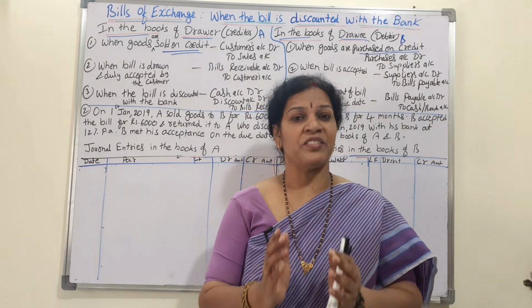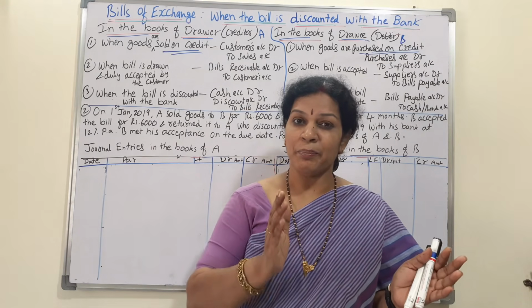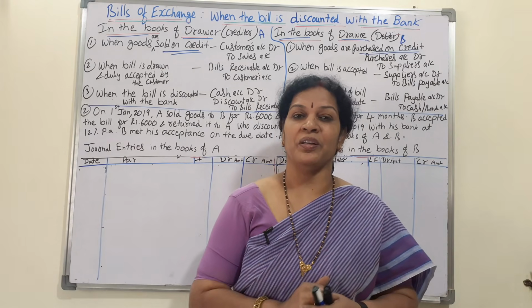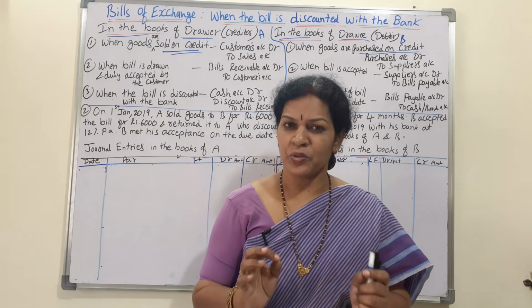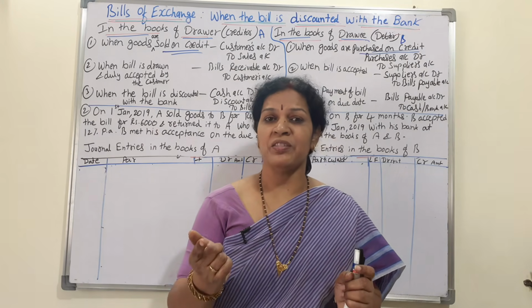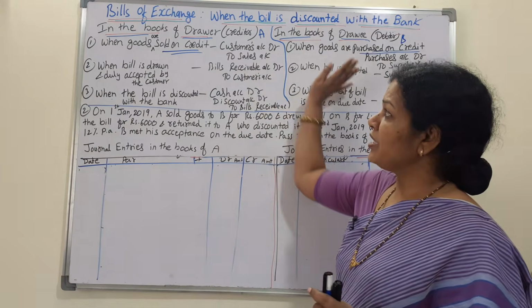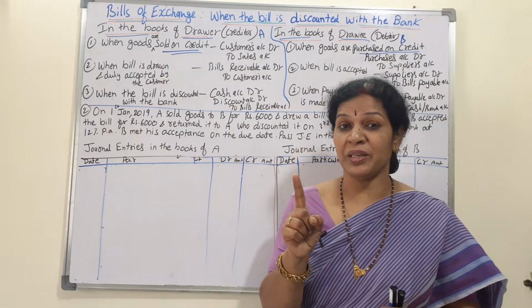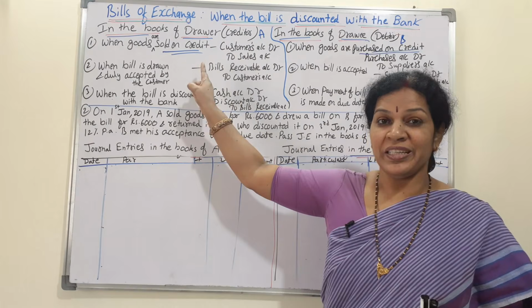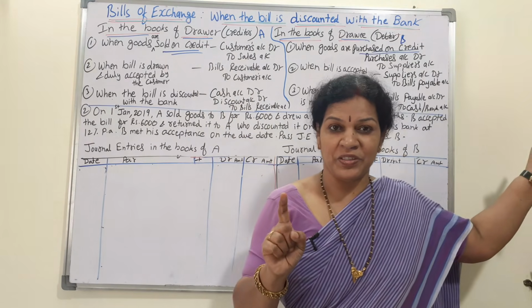Almost similar to yesterday's problem, the previous problem, but here when the bill is discounted, how do we consider it? Slowly, if you go, you can understand the subject very well, so I am going slowly. When the bill is discounted, what are the journal entries? Same journal entries, drawer and drawee. What was the journal entry the first time? Selling the goods. A is selling the goods. B is purchasing the goods.